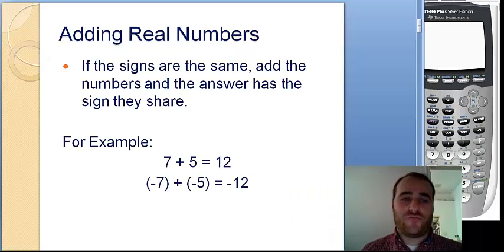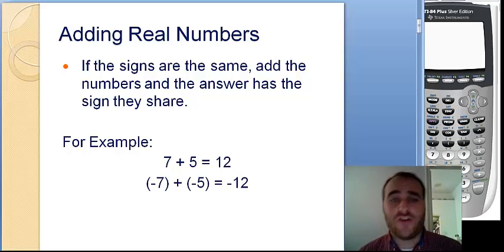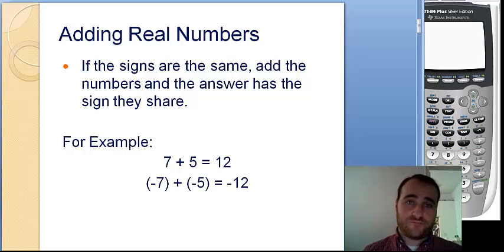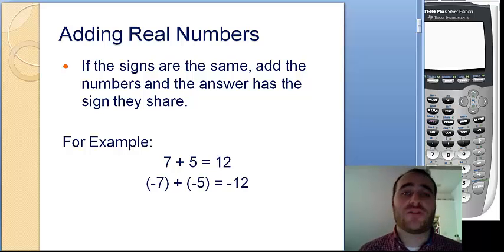Adding real numbers. The rule for adding real numbers is that if the signs are the same, we add the numbers and the answer has the sign that they share. For example, if we have 7 plus 5, we add them together. That gives us 12. Then we take the sign that they share, which is positive, and put that on the answer. So 7 plus 5 is equal to positive 12.